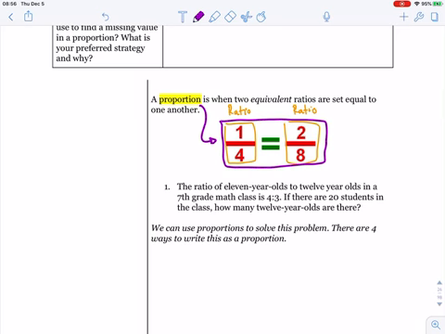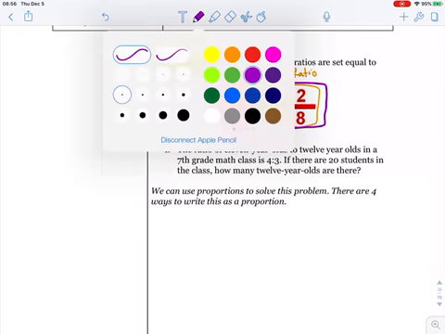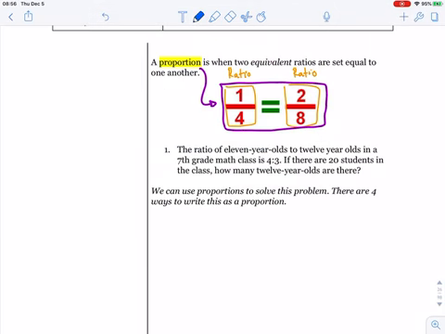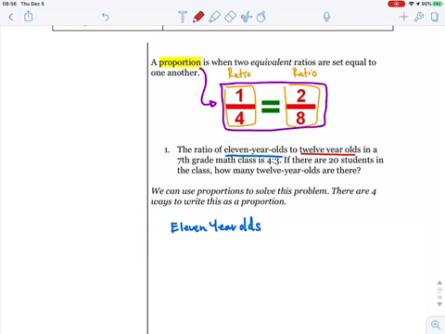Okay, so it says the ratio of 11-year-olds to 12-year-olds. Now again, the order in which they write these is important. We talk about 11-year-olds first, so I'm going to put them first. 11-year-olds, and 12-year-olds. They were written second, so they go on the bottom.